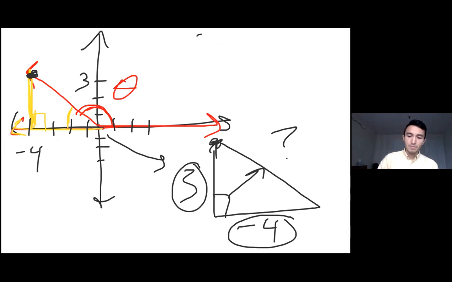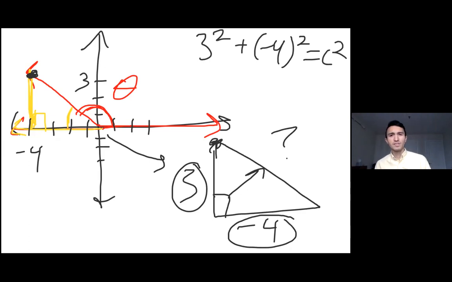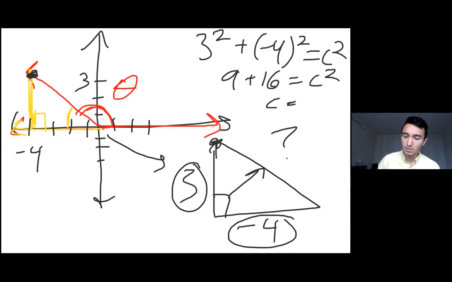Use the Pythagorean Theorem, 3 squared plus -4 squared. So this is always going to be positive, so that's not a big deal. And as you know, or hopefully if you remember, this is a 3, 4, 5 special triple. So 9 plus 16 gives us 25. So that means C squared equals 25, so C equals 5. Okay. Awesome. That means that the hypotenuse ended up being 5.